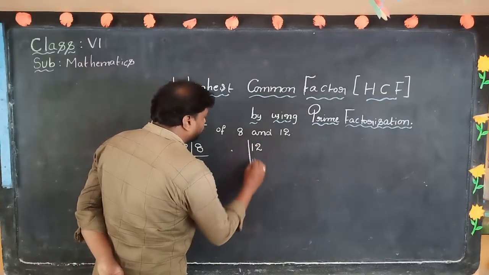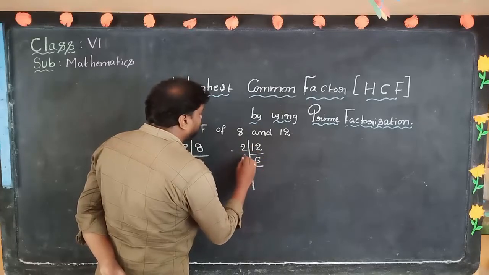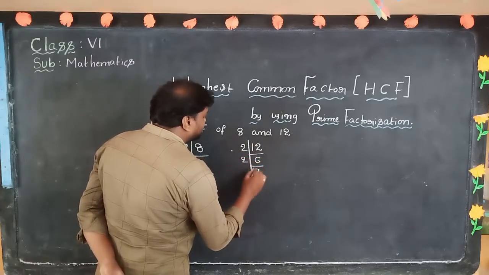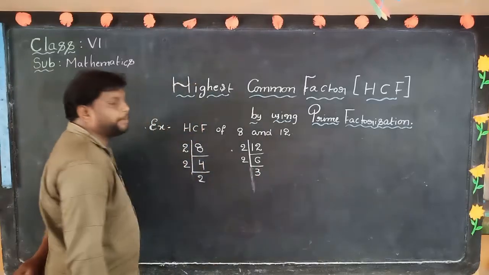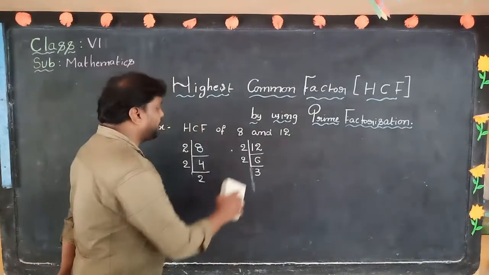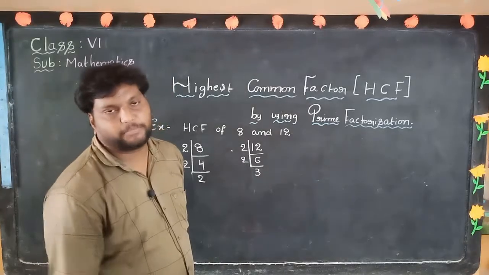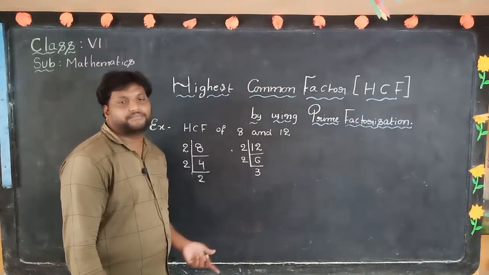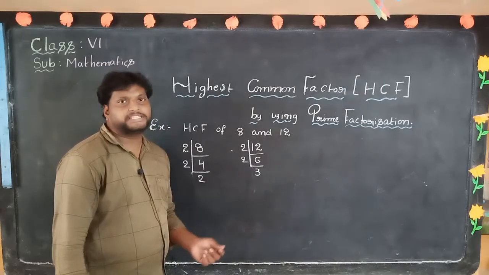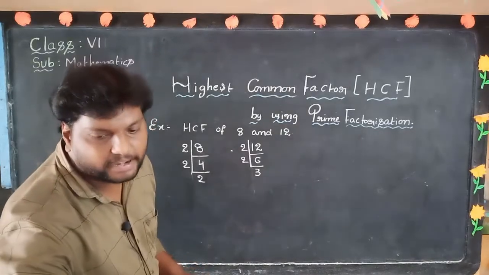First we'll check with 2, not possible otherwise. 2 6s are 12, 2 3s are 6, and 3 is a prime number. When we get a prime number, then the process will end. Why? Because there are no factors of a prime number. The prime number is a factor of itself. Here 2 is a prime number and 3 is a prime number. That's why the process will end.